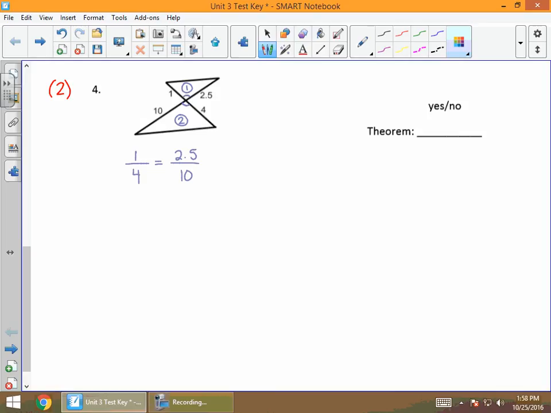If I were to reduce 1 over 4, that is reduced. It is still 1/4. 2.5 over 10 reduces to 1 over 4 as well. So those 2 things are in fact equal. So they have an angle, and they have the sides on the outside. So it is a yes because of side, angle, side similarity. Do not forget that little similarity symbol. That does make a difference. That's it for page 1. Continue on in the next video. You can see page 2.